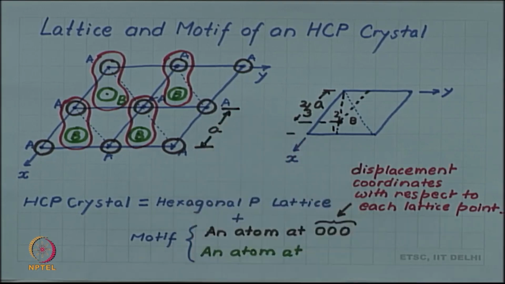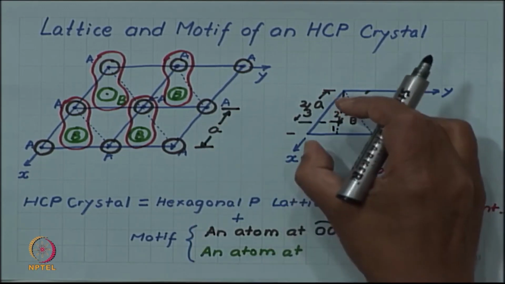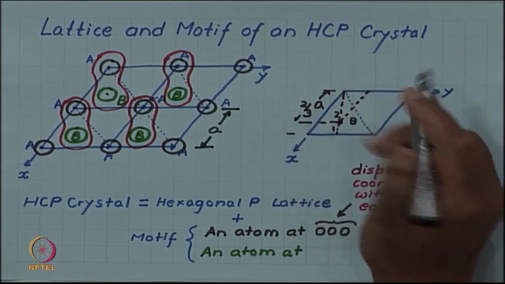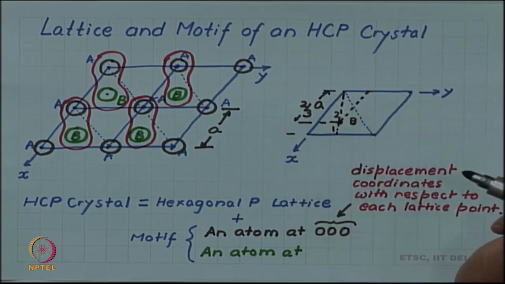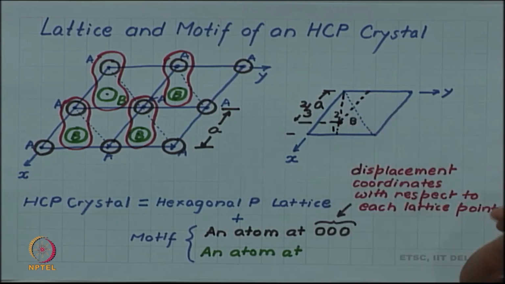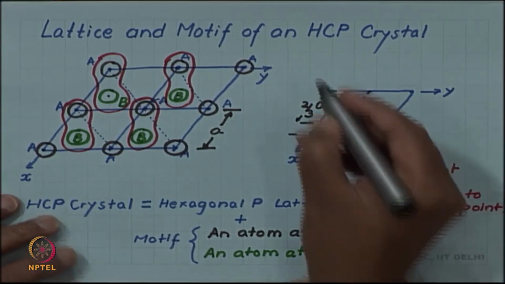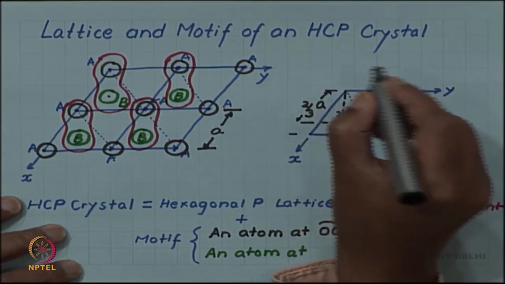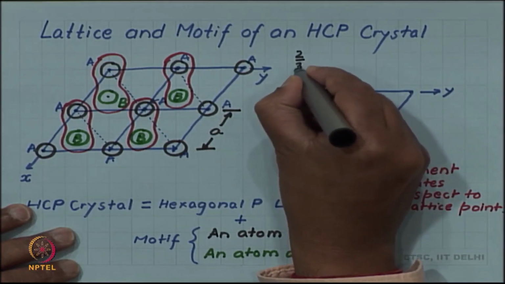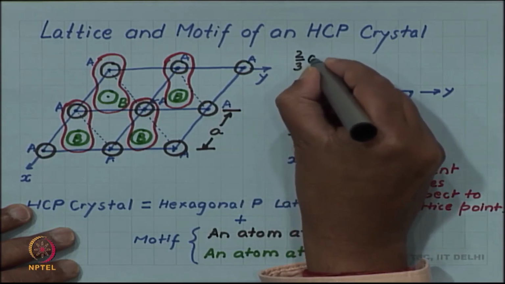I draw it here. So, since the side of the rhombus is A, this is 2/3 A. So, that is the x coordinate of this B point. So, the x coordinate we can write as 2/3 A.